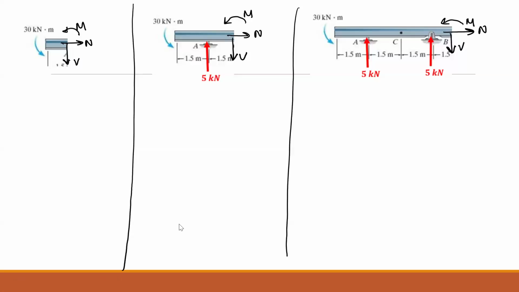So the first section, I hope you have finished. N is 0, V is 0, and M is -30. If you didn't get this, tell me, I will write the equations. Do you get this? Yes. Yep, I got that. Okay, that's good.